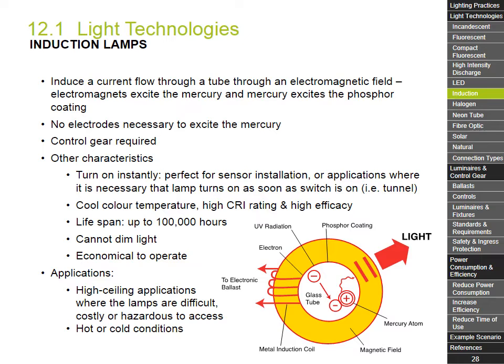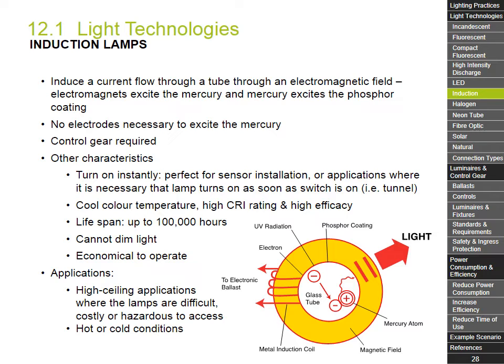Induction lamps do not use electrodes, which usually fail after 15,000 to 20,000 hours, allowing them to last up to 100,000 hours. These lamps turn on instantly, which makes them perfect for installation with sensor equipment or in applications where it is necessary that the lamp turns on as soon as the switch is on.